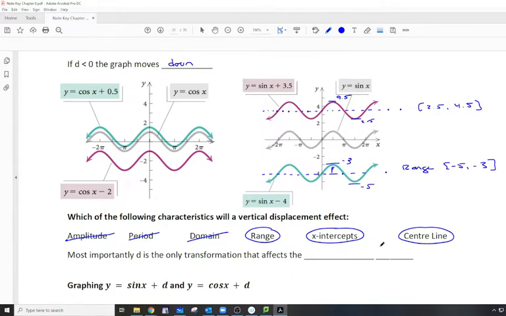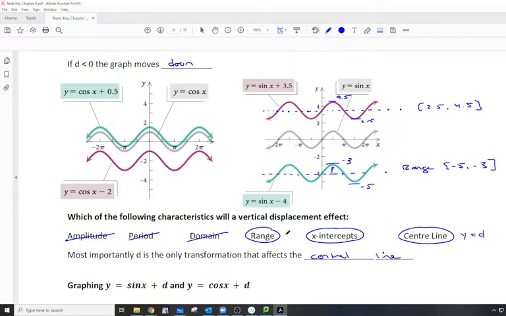But what I want to look at is how it affects it. Most importantly, d is the only transformation that affects your center line. Your a value affected your range as well, but your center line is only affected by d. Anyway, the center line is whatever your d value is. Your center line is normally at y equals 0. So if you move it up 3.5, now your center line's at 3.5.